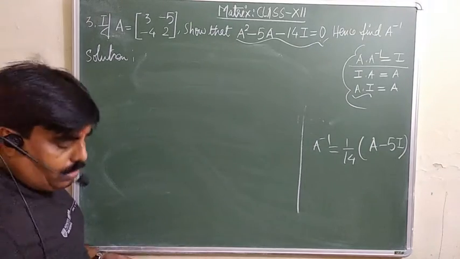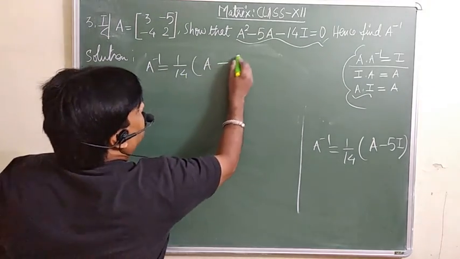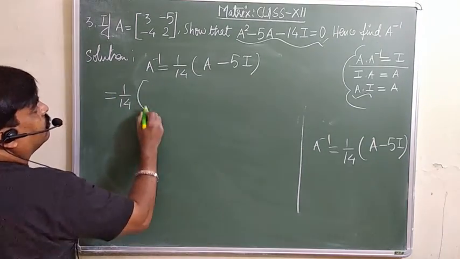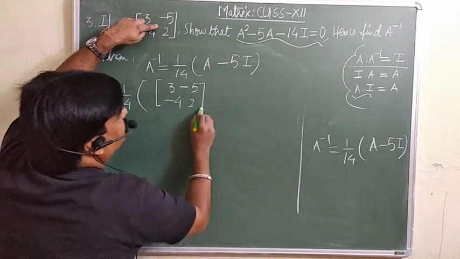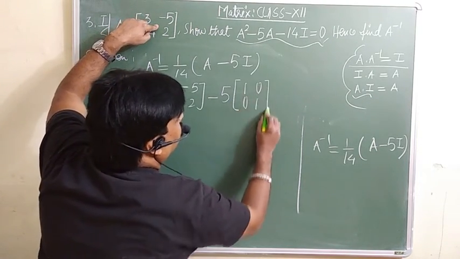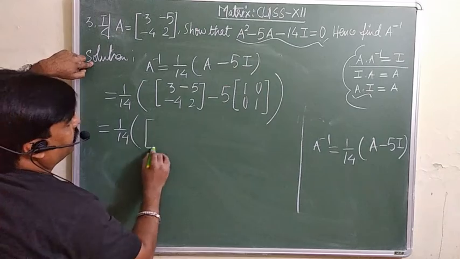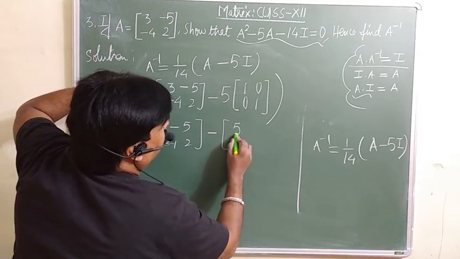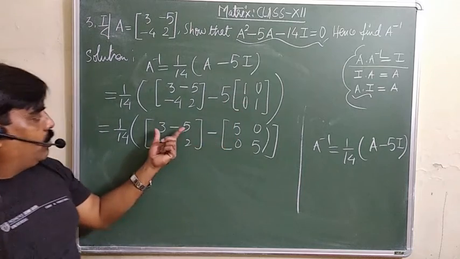So here A inverse is equal to 1 over 14 (A minus 5I). This is 1 over 14. Your matrix A is 3, minus 5, minus 4, 2, and this is your matrix. The identity matrix will be 1 0 0 1 here. So you will get 1 over 14. This can be written as 3, minus 5, minus 4, 2. You have to multiply here 5 0 0 5. Simply you are supposed to multiply with the 5 here. Now you are supposed to subtract.